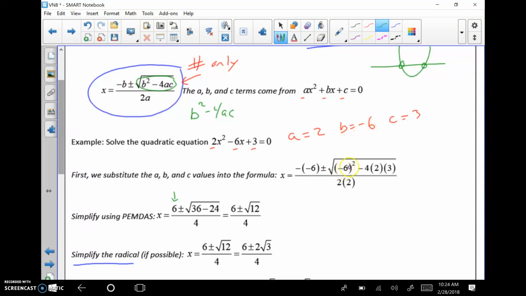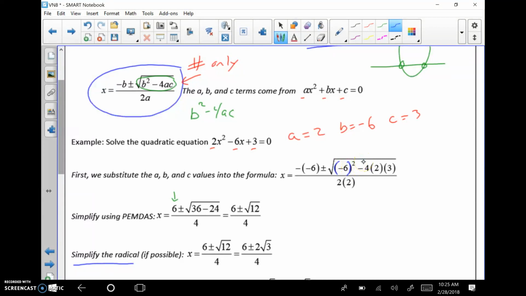So b squared is negative 6 squared. And then minus 4 times a times c. So I replaced b with b and a with a and c with c. So all three numbers go in here in some place or another. The most important thing is remembering that b is squared. And it's important to put that in parentheses before you square it, because a negative number squares to positive.